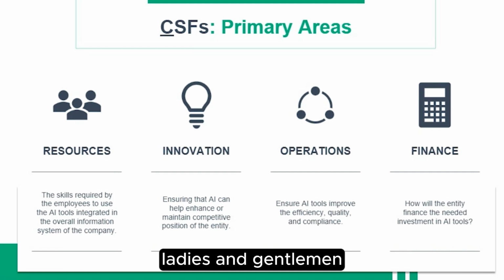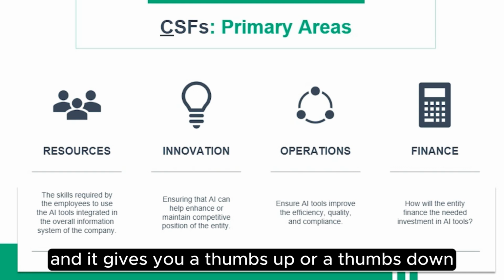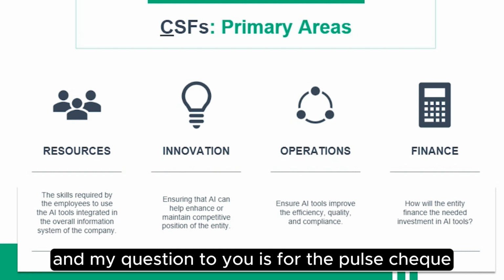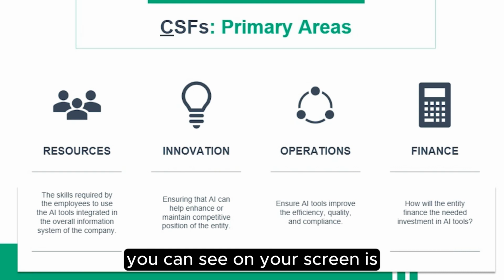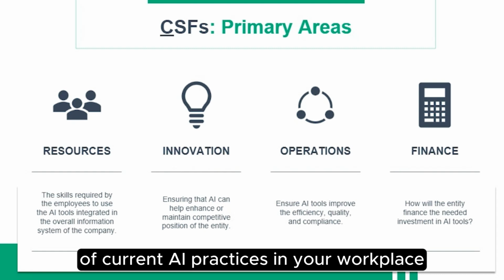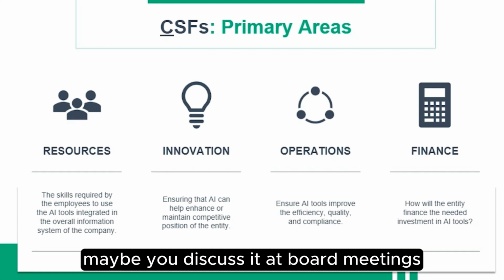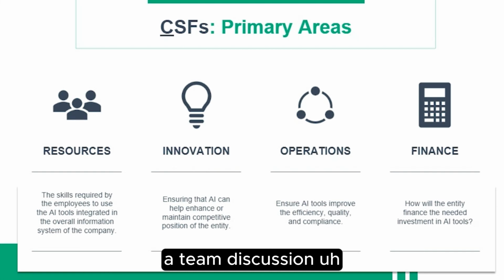I'm going to send everyone a pulse check, it's called, that you can see on the screen. And it gives you a thumbs up or a thumbs down. And my question to you is, for the pulse check, you can see on your screen, are you aware of current AI practices in your workplace? So whilst we've got it on the screen, the resources, the innovation, operations, and finance, pop a thumbs up if you are aware of AI practices. Maybe you discuss it at board meetings. Maybe you have a team discussion.